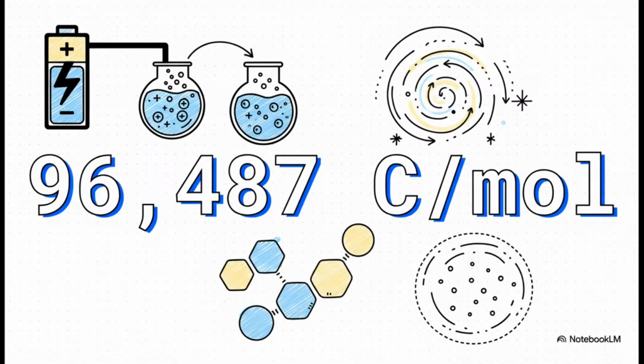This huge number you see here, 96,487 coulombs per mole, that's known as Faraday's constant. You can think of it as the total amount of charge carried by 1 mole of electrons. And remember, a mole is just a chemist's way of saying a whole bunch. It's just a really big number we use to count tiny particles, kind of like how a dozen means 12. So this constant is our fundamental conversion factor. It lets us connect the electricity we can measure to the amount of chemical change we can actually create.